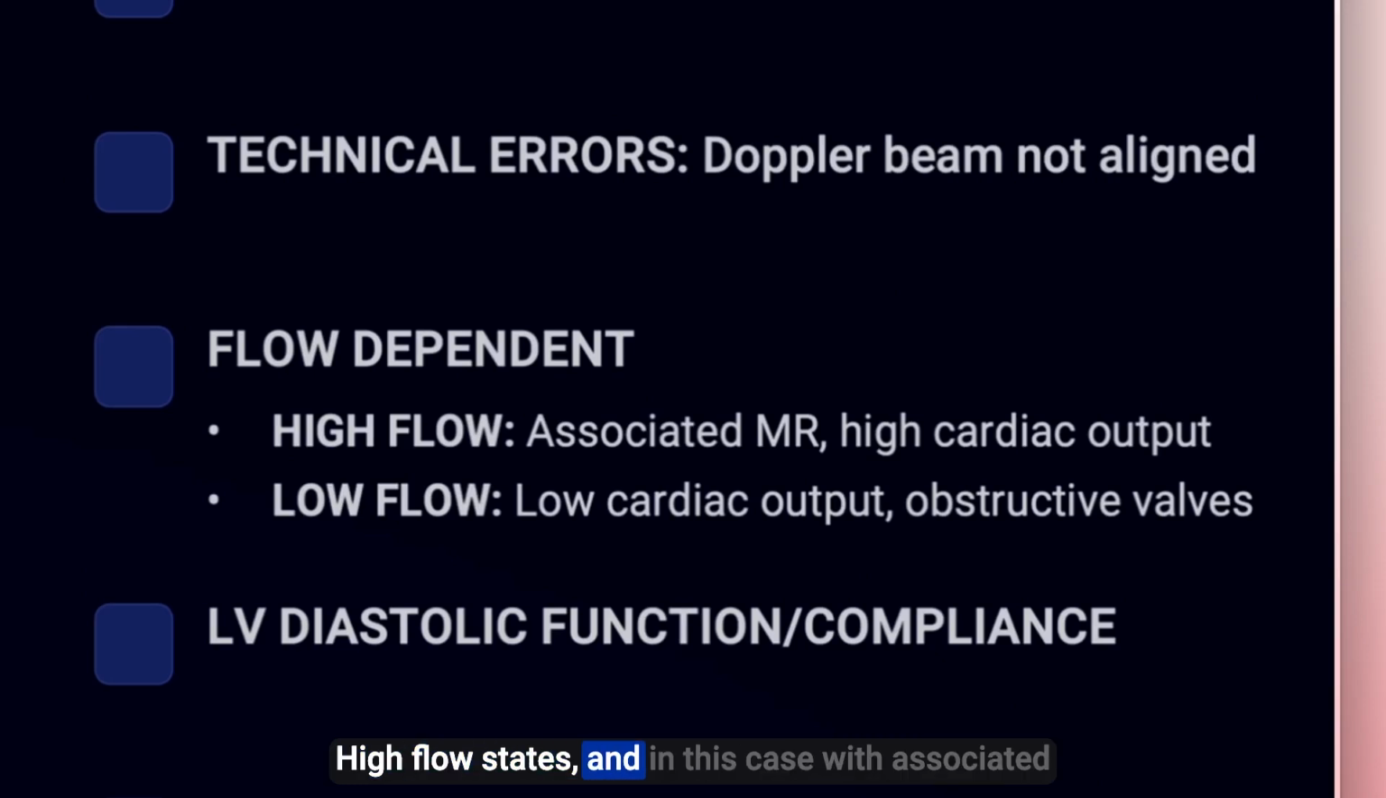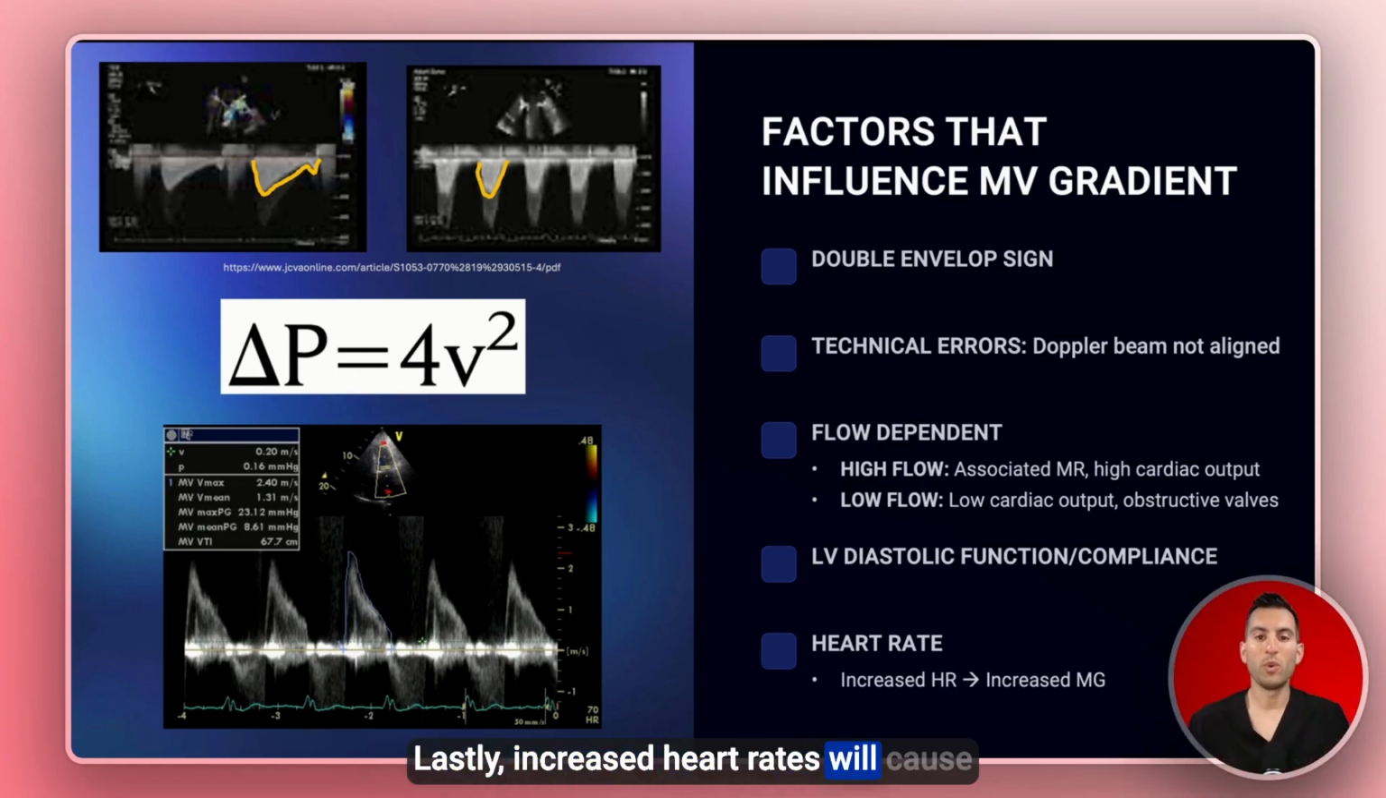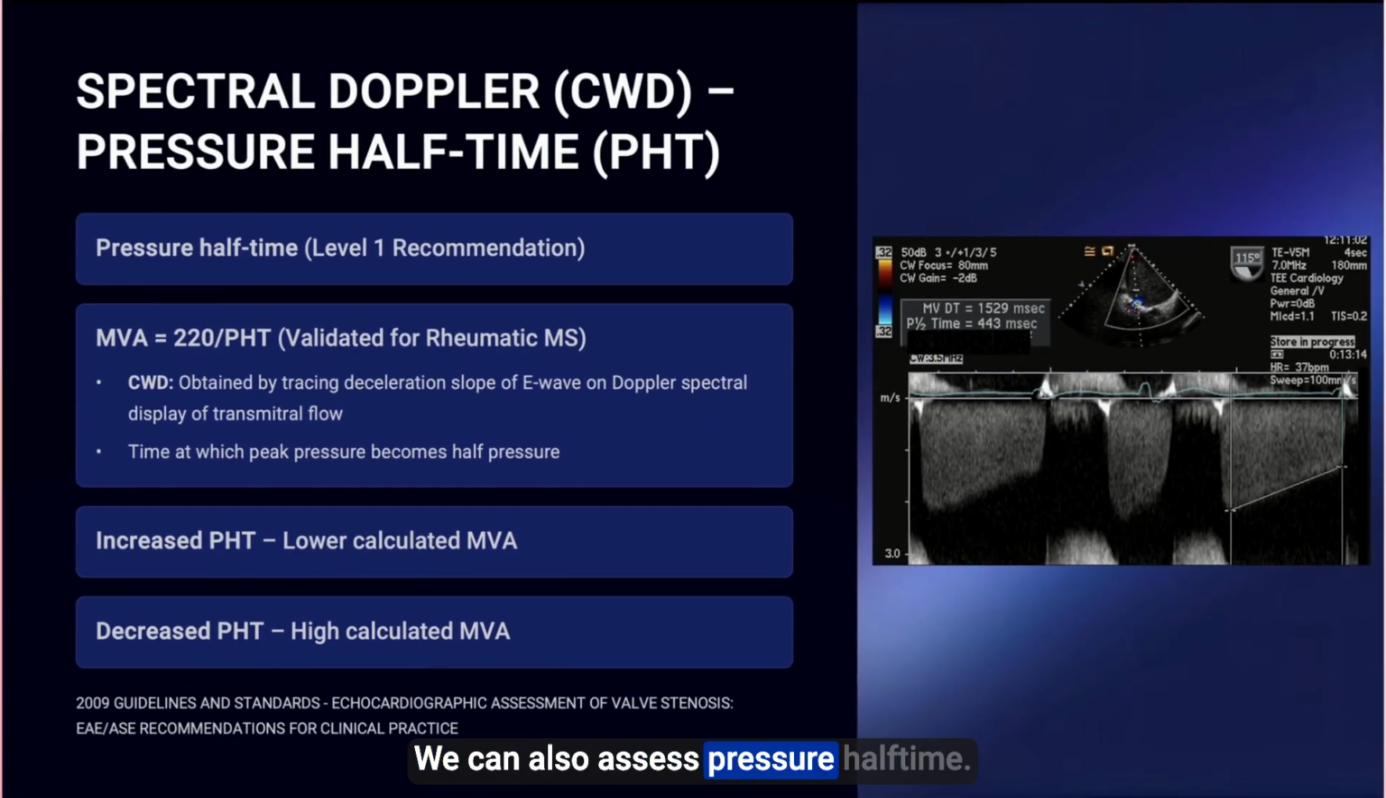High flow states, and in this case with associated significant mitral regurgitation or high cardiac output, will increase this gradient artificially. Low flow states, where you have low cardiac output, or even obstructive valves like severe aortic stenosis, will lower that gradient, even if valve stenosis is more severe. We'll also take note of LV diastolic function and compliance. Lastly, increased heart rates will cause increased mean gradient measurements. We can also assess pressure half-time.